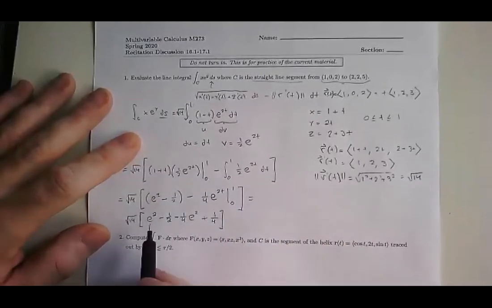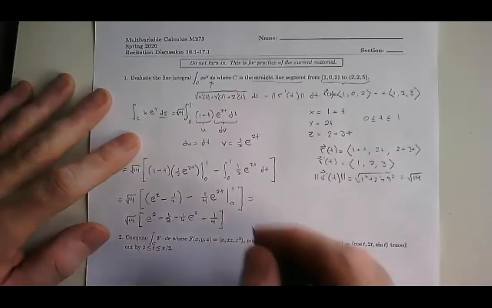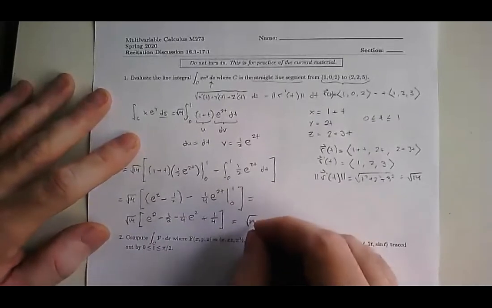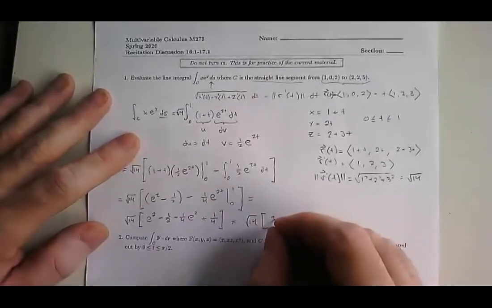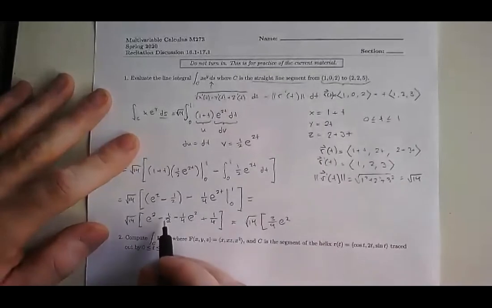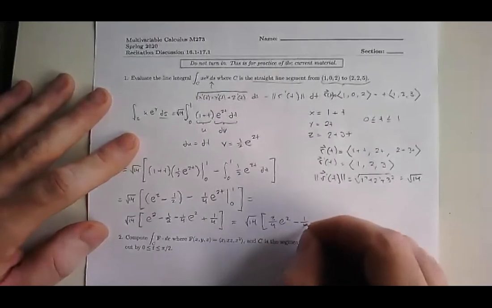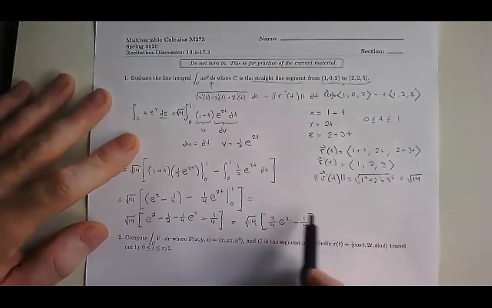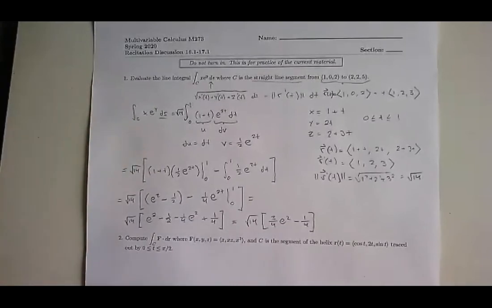Okay, so I have some like terms here. I have e squared minus 1/4 e squared, that gives us 3/4 e squared. And we have a minus 1/2 plus 1/4. Combine those into a minus 1/4. And this is about as simple as this answer will get. We'll just leave it like that.